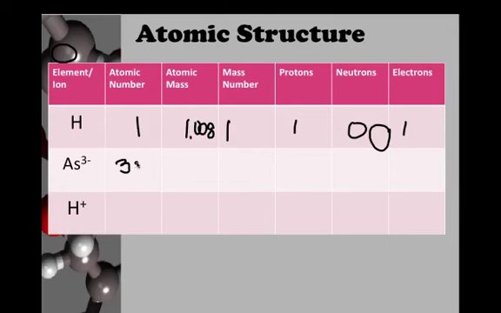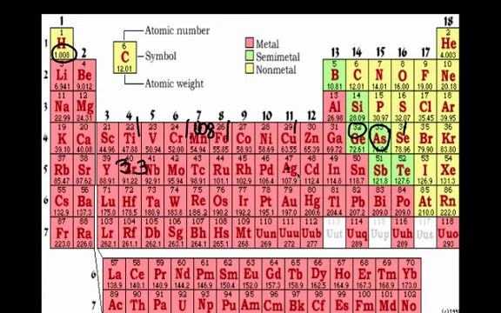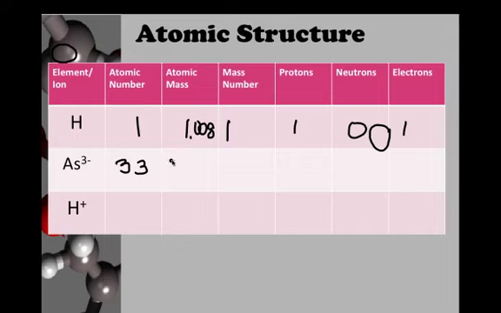And then what about the atomic mass? Back to the periodic table. Atomic mass is 74.02. So we'll write 74.02 under atomic mass and then round to the nearest whole number for the mass number. That's going to be 74.